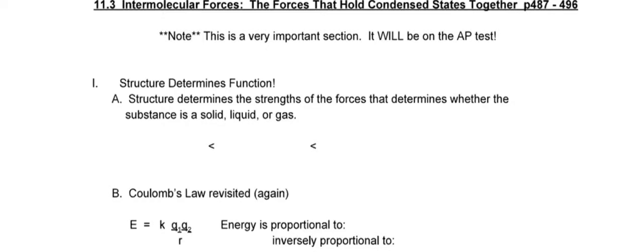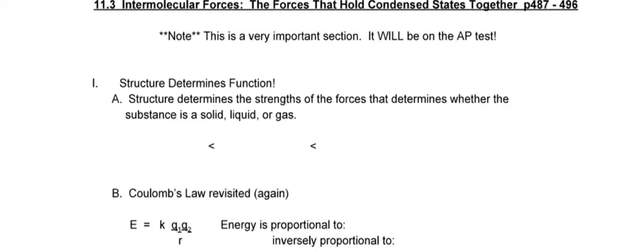This is the intermolecular forces section, the forces that hold these molecules together. And this is a very important section. It will be on the AP. I see it every year, where you have to know these different kinds of forces. And this is the section why we had to do the Lewis dot diagrams, the molecular geometry, the polar and nonpolar molecules that we did in Chapter 9 and Chapter 10. It is also so that we can answer these kinds of questions and understand what kind of forces you have.